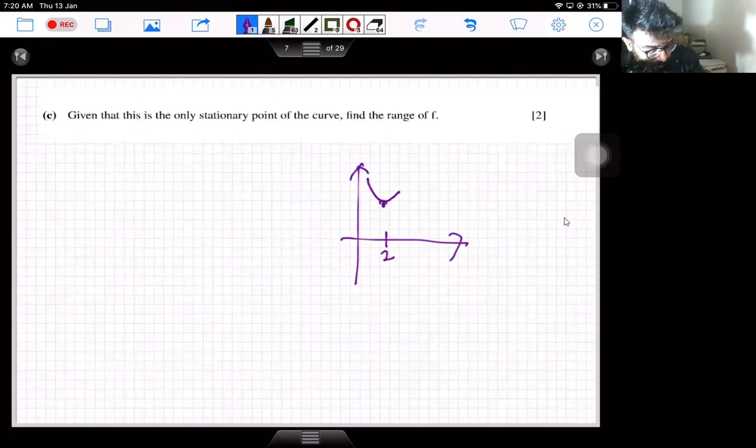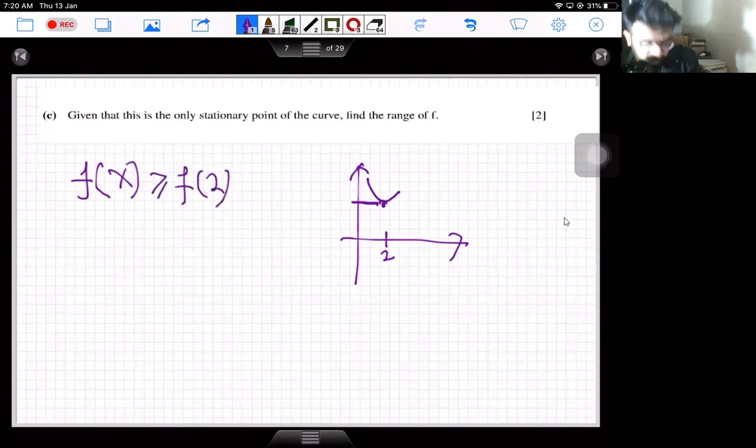So the range of the graph would be greater than or equal to obviously this certain value, isn't it? Because this stationary point is also included over here. x equals 2 is also included, so obviously the corresponding value of y will be included in the range. The range would be something like this, that f range would be f(x) is greater than or equal to f(2). But what we need to do is find the value of f(2) in the f(x) function.